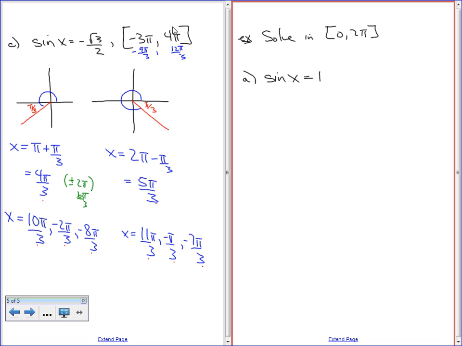How do you think you'd get that answer? Jordan? You just look at the graph. Exactly. Whenever the sine or the cosine is equal to 1, negative 1, or 0, just use what you know about the graph. Here's the sine curve. Here's where it's equal to 1. That value is pi over 2. The answer to your question is pi over 2. Okay?